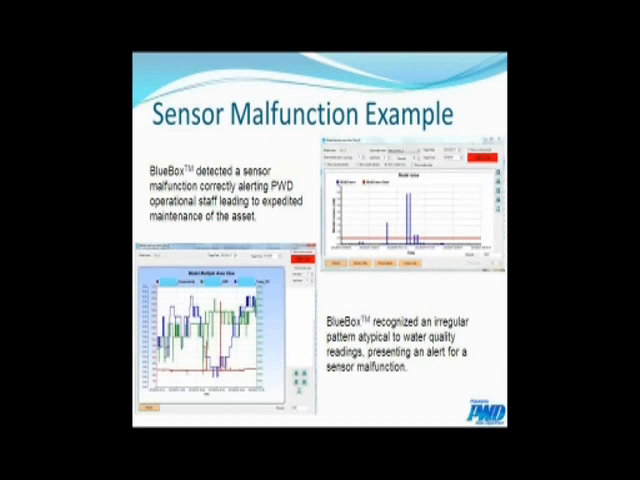Here's an example of a sensor malfunction. BlueBox detected multiple blips in the conductivity sensor that resulted in expedited maintenance. The top right screenshot shows some model noise exceeding the limit multiple times, which resulted in an alarm. And then the bottom left shows the 3 parameters, including conductivity, which was responsible for this alarm.